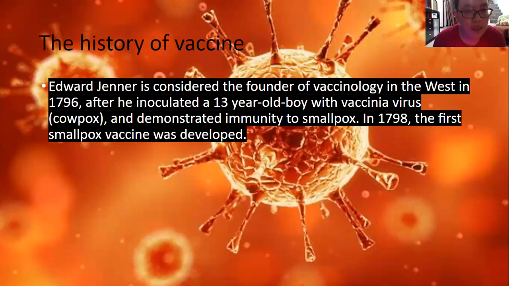Next, the history of vaccines. Edward Jenner, from the UK, is considered the founder of vaccinology in the West. In 1796 he inoculated a 13-year-old boy with vaccine virus, cowpox, and demonstrated immunity to smallpox in 1798. The first smallpox vaccine was developed.